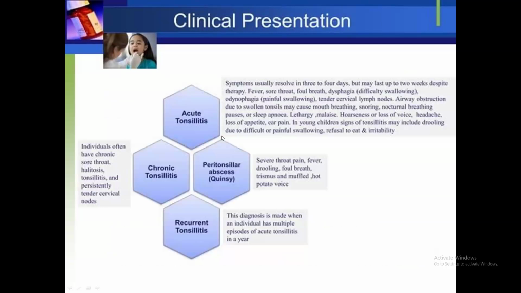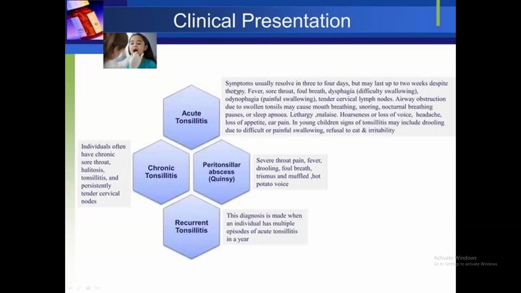Then there are various differential diagnoses we can make with tonsillitis as well as adenoids. They are: first, acute tonsillitis; then peritonsillar abscess, that is quinsy; then chronic tonsillitis; and the fourth one is recurrent tonsillitis. If we want to differentiate all of these, we can differentiate in this manner.